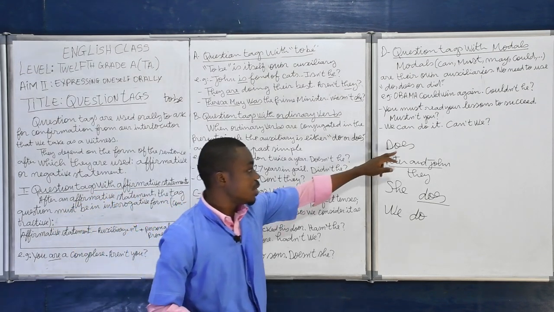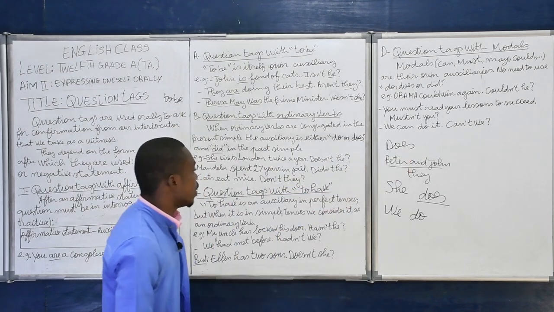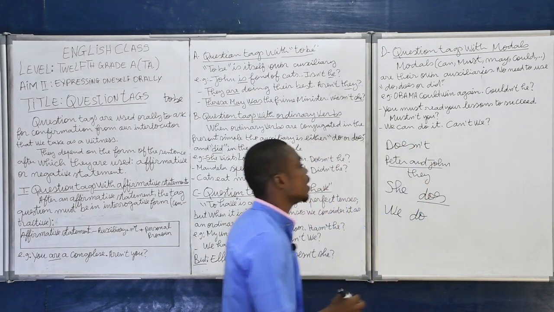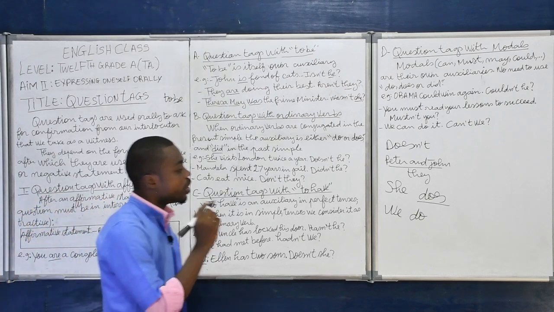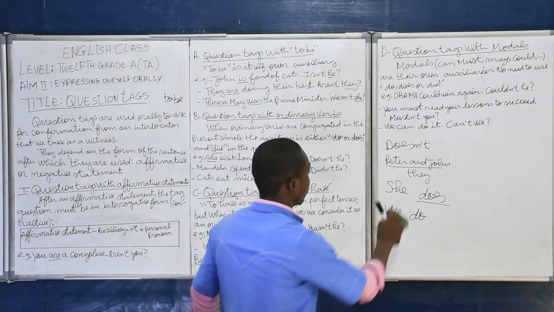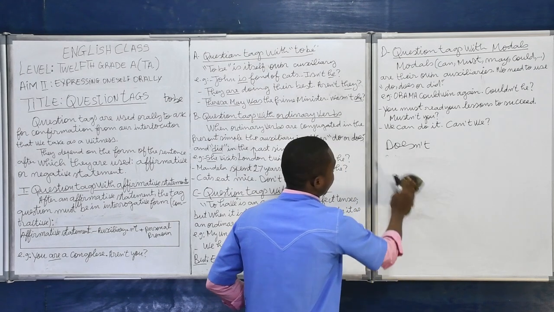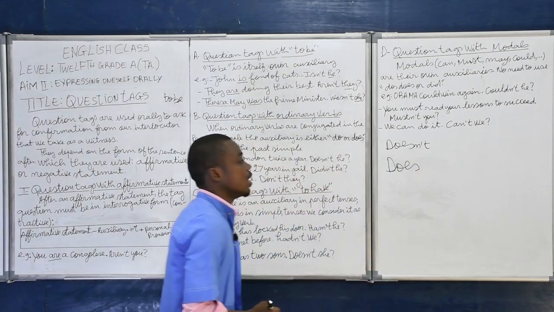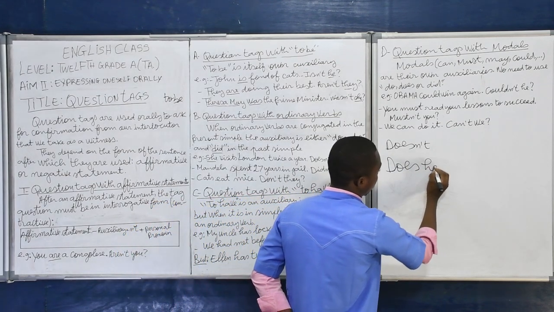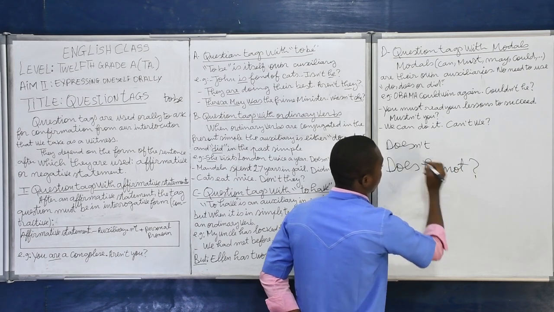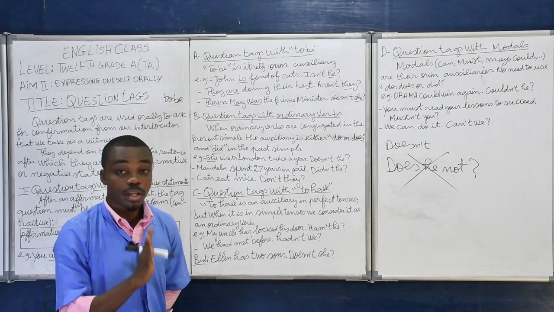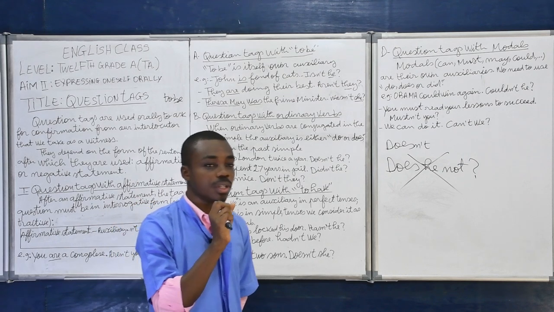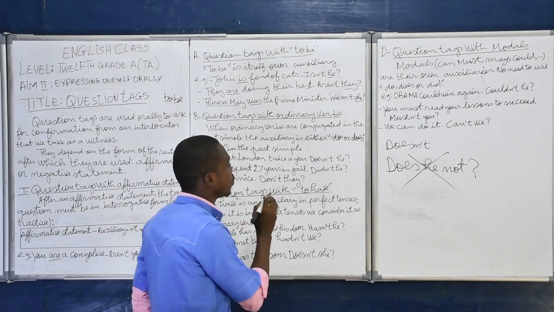The auxiliary is going to be does, okay? And you have to put this small n't, you have to put it. But if you don't put it in contracted form, for example, you write does, and you say it not, this is wrong. This is wrong. You have to put the question tag in interrogative form, yes, but contracted. You have to contract.